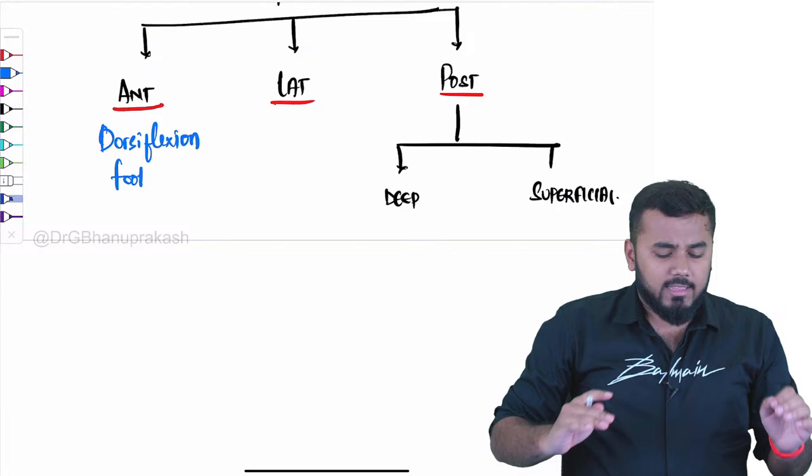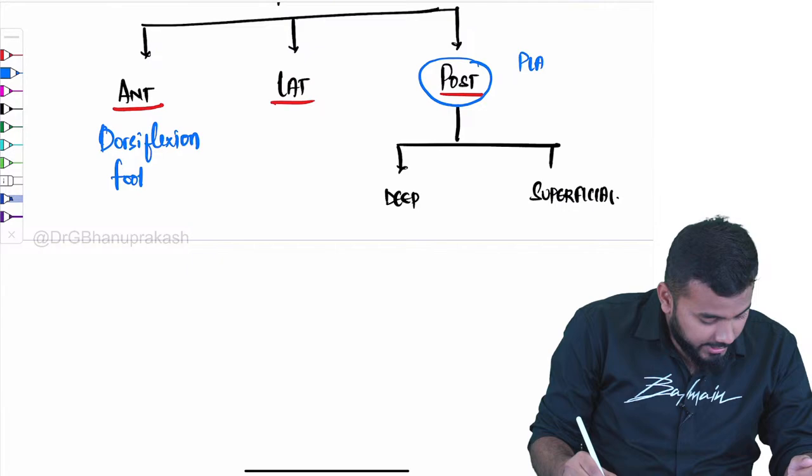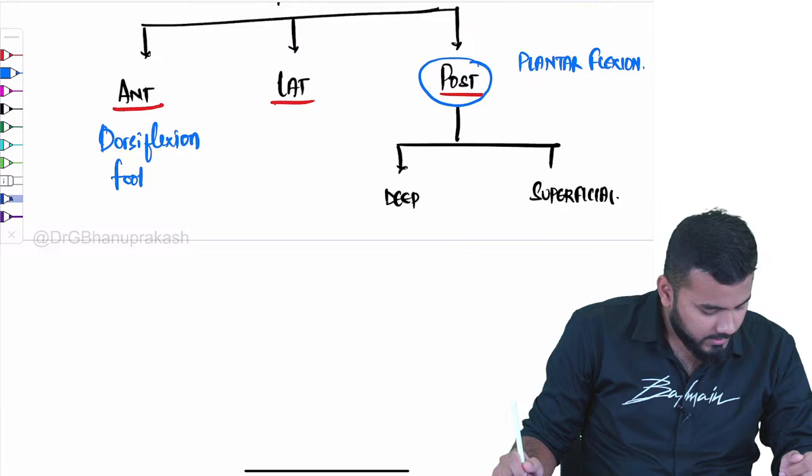Now I don't care about the posterior compartment because the opposite of anterior will be posterior. So the posterior compartment will be plantar flexion. Dorsiflexion is a true flexion. Muhammad Musa Rabbi, yes, you're right. Plantar flexion is actually extension. I'll tell you what that is. I'm not confusing everyone here. Step by step, I'll decode everything.